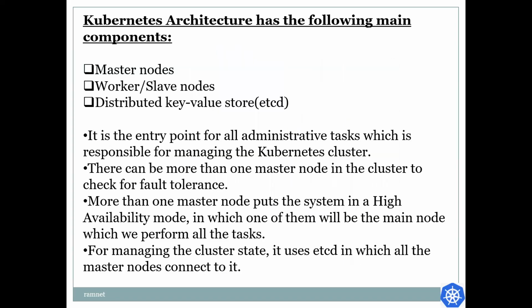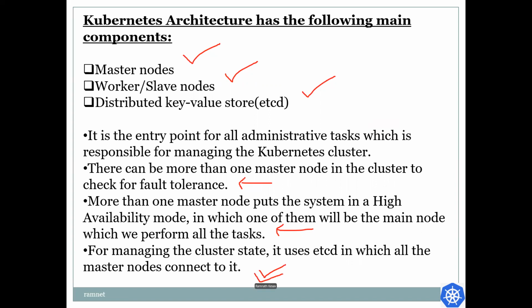Master nodes, worker and slave nodes, distributed key value store. The master node is an entry point for all administrative tasks, responsible for managing the Kubernetes cluster. There can be more than one master node in the cluster to provide fault tolerance. More than one master node puts the system in high availability mode, in which one of them will be the main node, which performs all the tasks. For managing the cluster state, it uses the etcd, to which all the master nodes are connected.